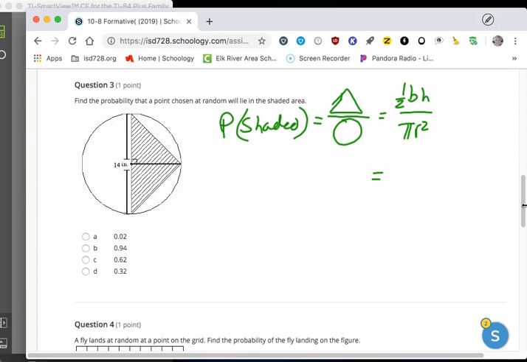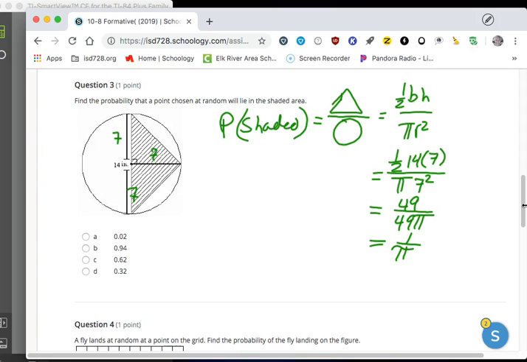Now, when I do this, my base of my triangle is 14, my height of my triangle is 7, because 7 is my radius, and that's true all the way around. So I've got 1/2 14 times 7. Okay, and then my circle is pi 7 squared. Now you got to keep in mind that this is going to be on top 49, and on the bottom it's 49 pi. So this is going to be 1 over pi.